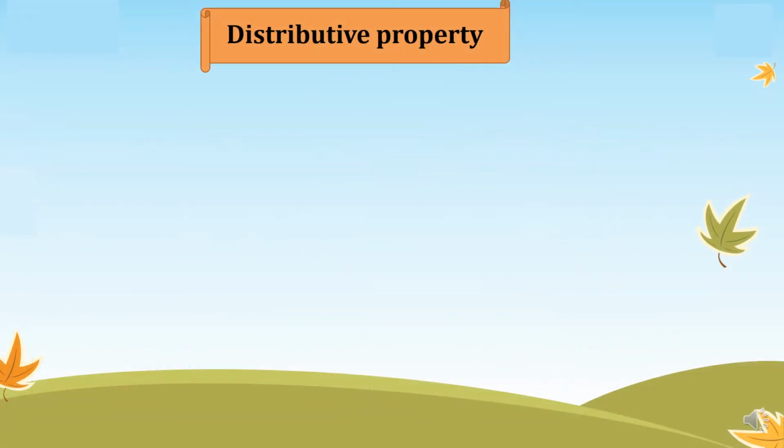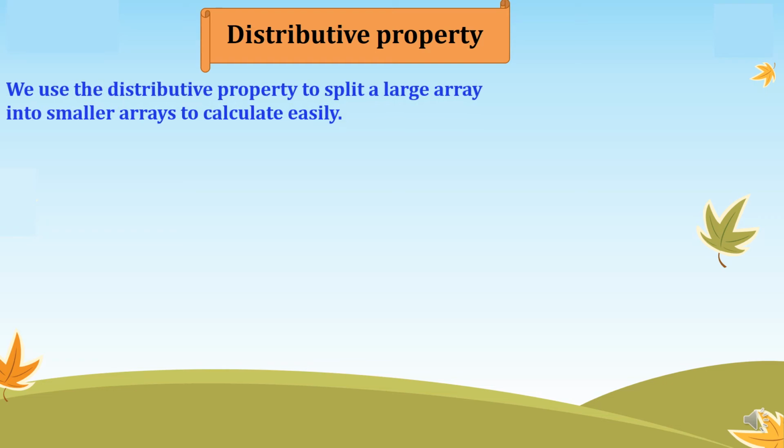Now let's discuss distributive property. We use distributive property to split a large array into smaller arrays to calculate easily. As we did in the last page, we divided or split or cut the large array into smaller arrays to calculate easily the area. To know more, we will have an example here.